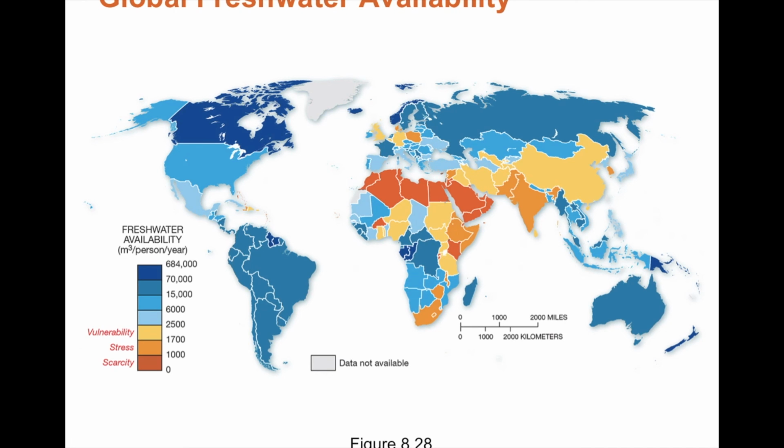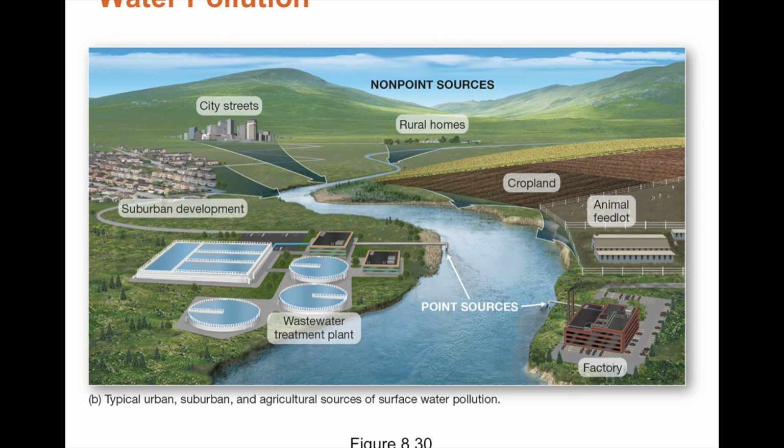When we look at global freshwater availability, you can see countries that are extremely arid, like in the desert in Africa, have a very scarce supply of global freshwater. Another issue that we have to worry about is keeping our water that we do have access to clean. Water does become polluted from homes, from crops and agriculture, from animals, from factories, and from suburban development and city streets. So we impact our water supply and the cleanliness of our water by our pollution.